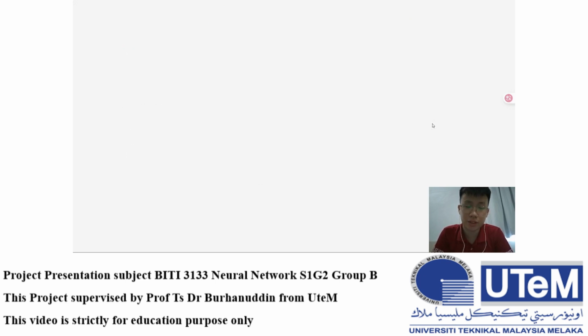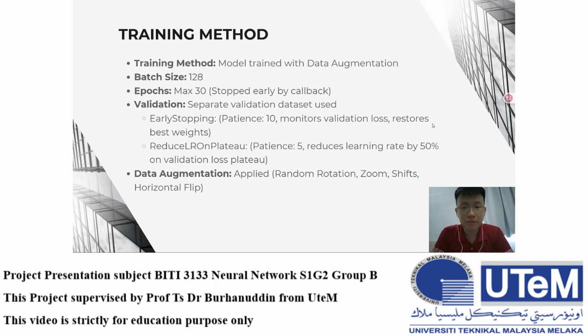So let's move on to the training method. Our training method used in this project is data augmentation. We set the batch size to 128 to get a better performance. Then the maximum number of epochs is 30. Then for the validation, we use early stopping and reduce LR on plateau. What is early stopping? For example, we set the patience to 10. After 10 epochs with no improvement in the accuracy, the training process will be stopped early.